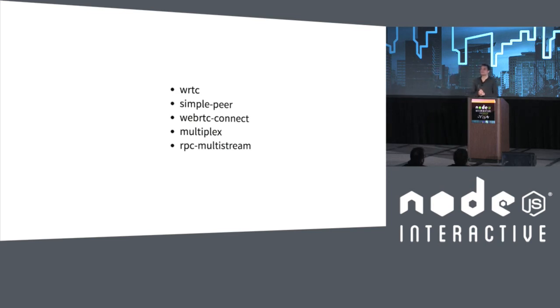And then there's WebRTC Connect. If you were at David Diaz's talk on IPFS last night, he's the author of this. Multiplex is for doing multiplexing of binary streams. And then RPC multi-stream basically implements a JSON RPC protocol on top of multiplex. So these are the modules that we can use to do peer-to-peer numeric computing.